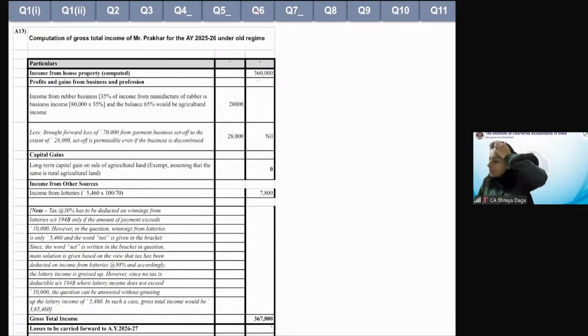So in question number 13, there is Mr. Prakhar. There's income from house property.